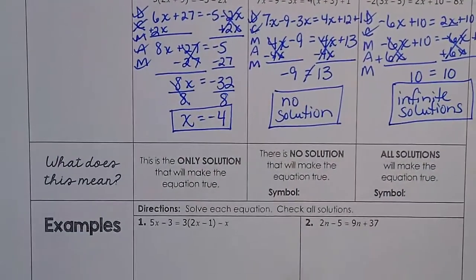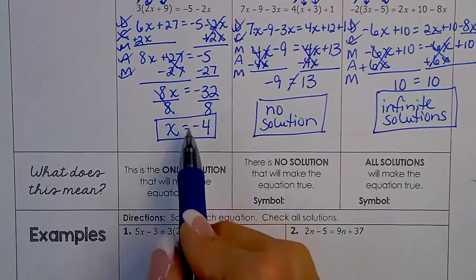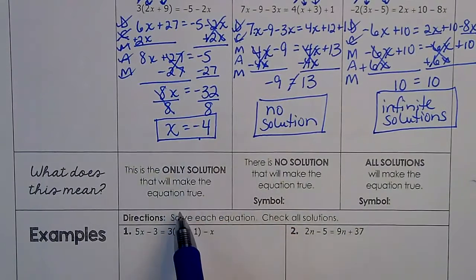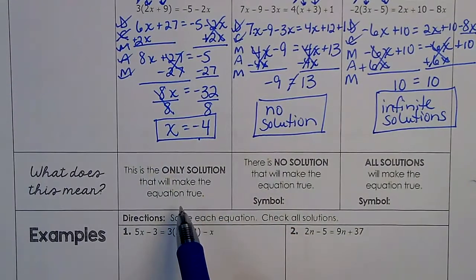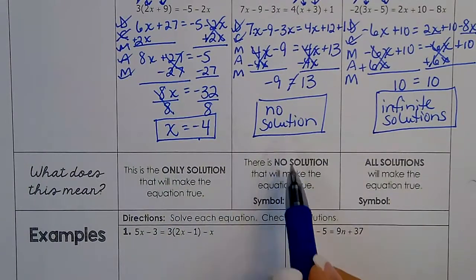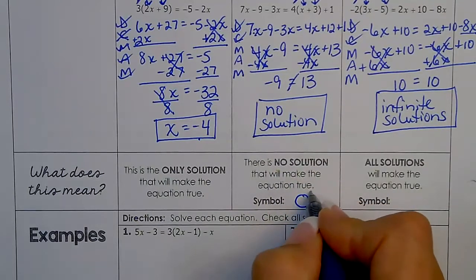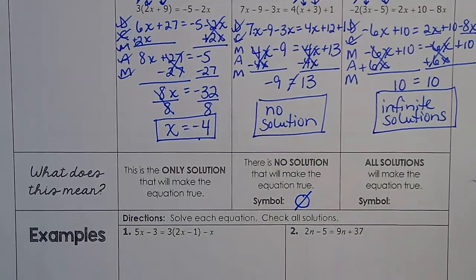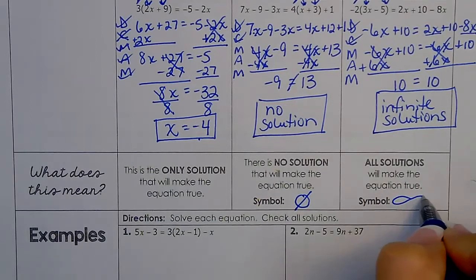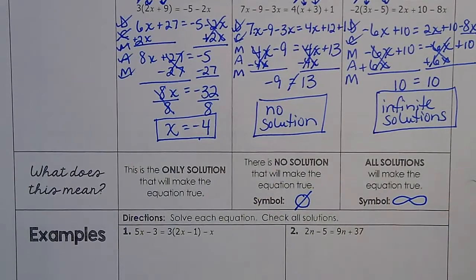Okay, what does this mean? This means that this is the only solution that will make the equation true. This means that there is no solution that will make the equation true, and there's a special symbol that looks like this, and that means no solution. This means that all solutions will make the equation true, or any solution will make the equation true. And this, we use the infinity symbol.